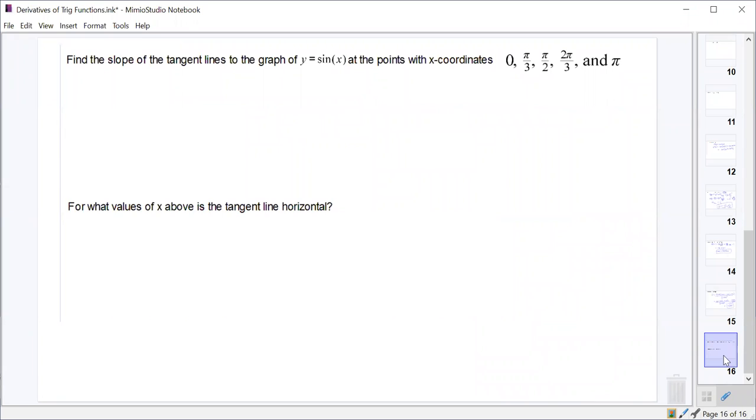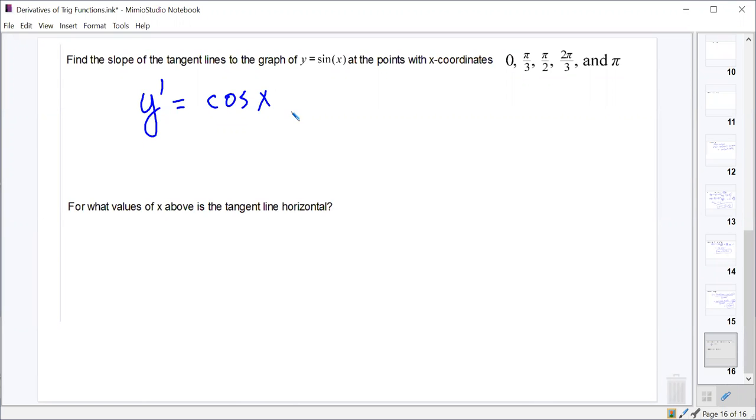All right, last one of these, and then we're going to take our quiz. So we want to find the slope of the tangent line to sine x at these different coordinates. Basically, I just want to know, do you know what your trig values are on your chart? And then we want to know when is the tangent line horizontal. So we've got y prime should be equal to what if y is sine x? Negative cosine. Positive, oh, cosine.